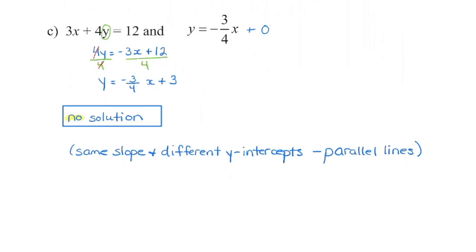And in this example, we can see that this equation is already in slope-intercept form. I have a y-intercept of +0 because we don't see it. When I rearrange this one into slope-intercept form, I can see that I have the same slope on each line, and I have different y-intercepts. That means the lines are going to run parallel to each other. They will never cross. I have no solution.